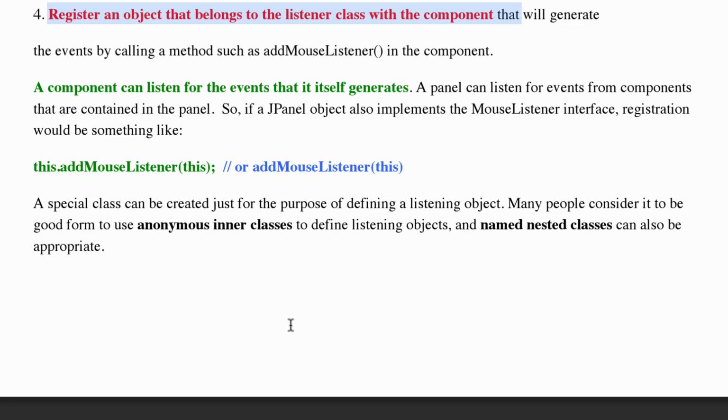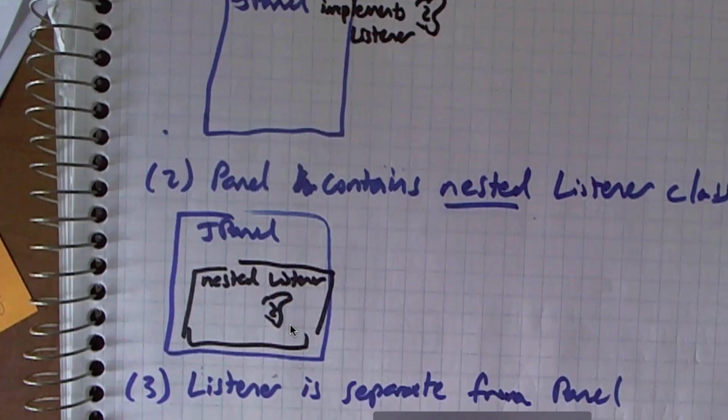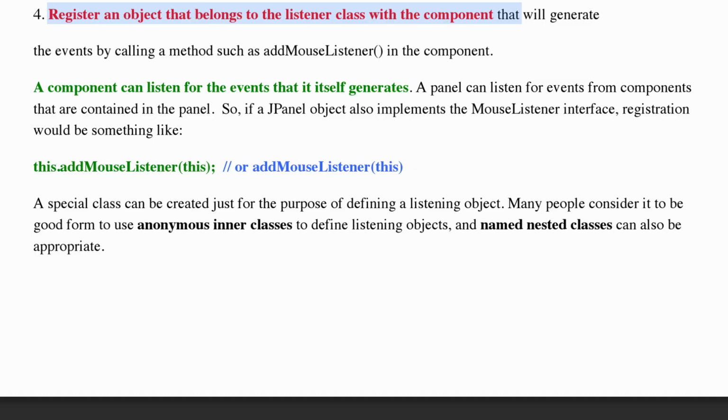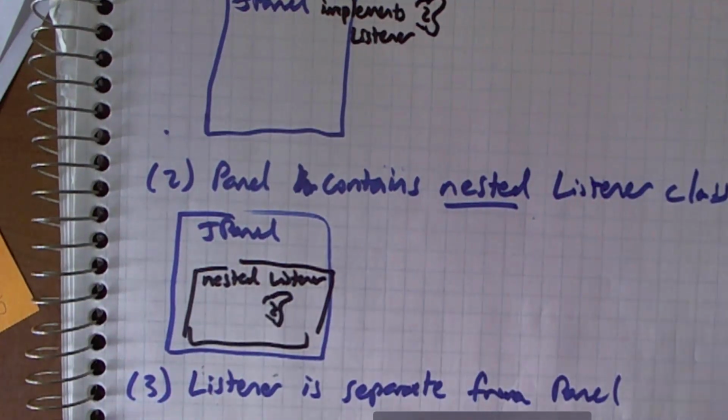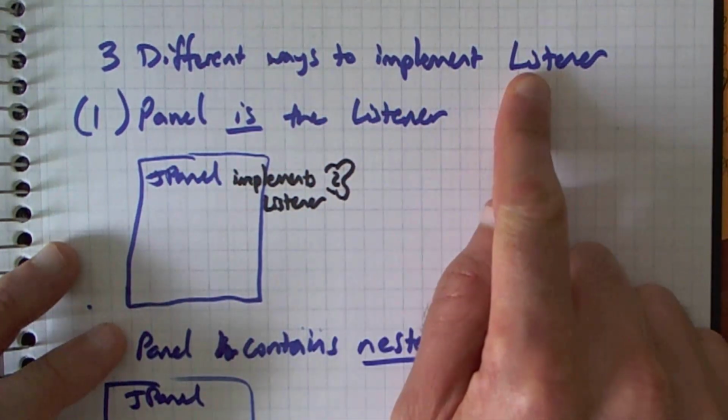So let me just pause here and talk about something that is a little bit confusing, but I'm doing this because the textbook likes to do it one way, whereas I think it's actually better to do it another way. And so you're going to see different examples of these happening here. I'd say there are 3 different ways that we're going to see to implement listeners.